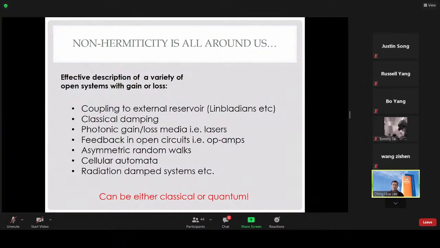So one main way that people think of would be when you have a quantum system that is coupled to an external reservoir, where you have to use the Lindbladian formalism and other things. So that's one possibility. And of course, in the classical context, there are many more avenues that are possible. One is just classical damping. For example, if you have friction, your equation of motion will of course have to be non-Hermitian.